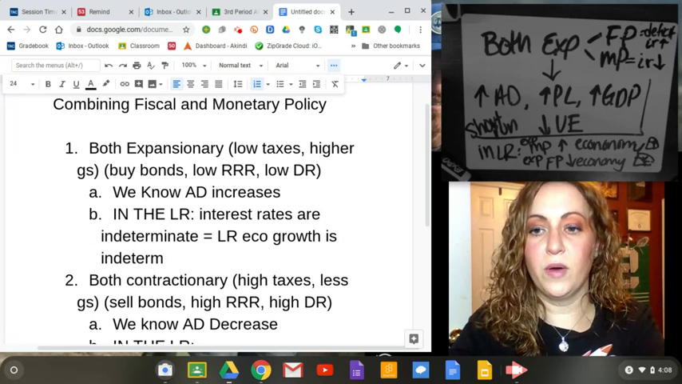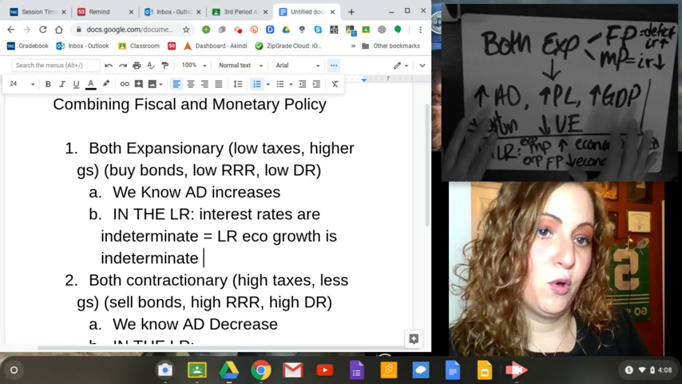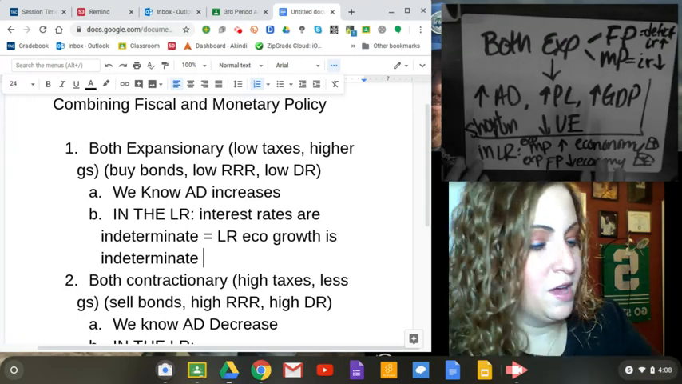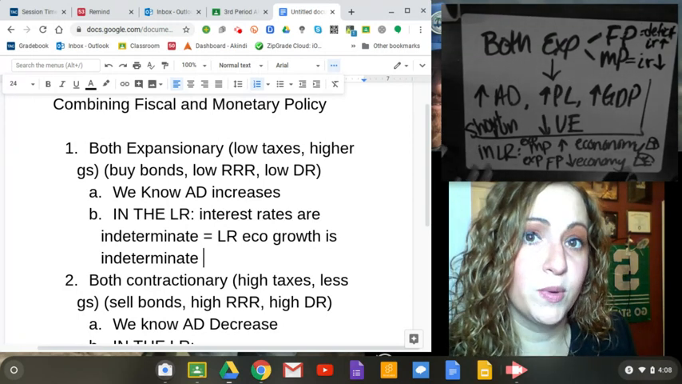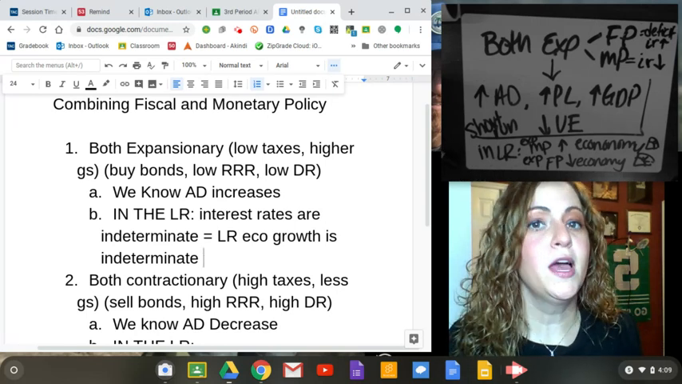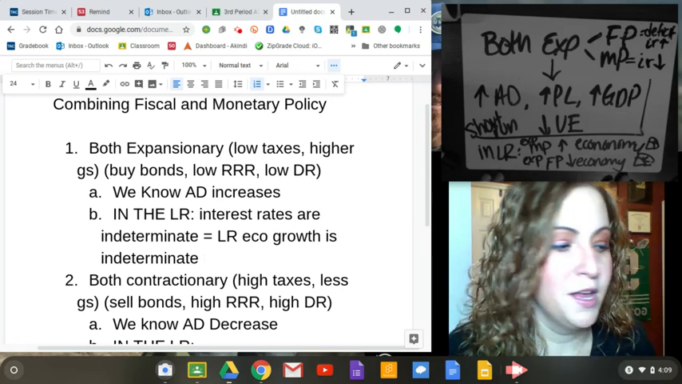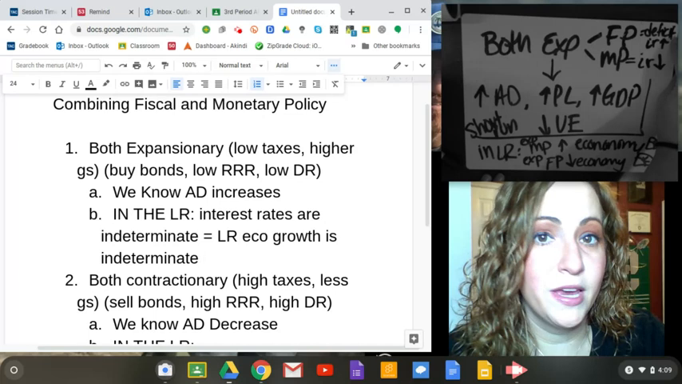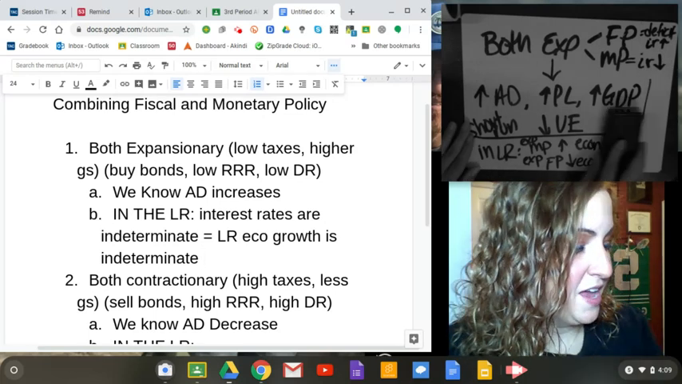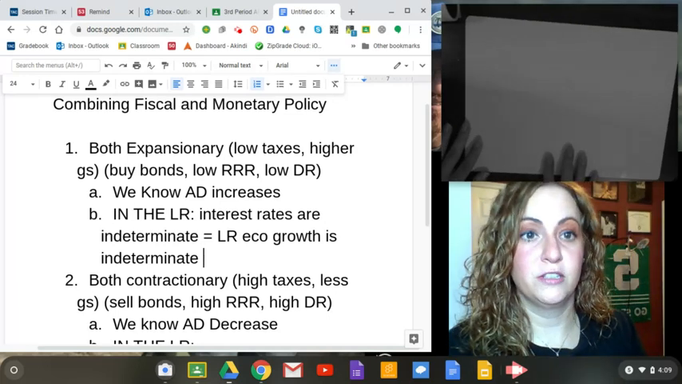So I know what happens in the short run if you have both expansionary. The economy will expand, aggregate demand will shift to the right. But what happens to long run economic growth? What happens to our PPF curve? What happens to the accumulation of capital and production? Not a clue. Because interest rates are going one way here, a different way with monetary policy, and I have no idea. And the exact same is true if they're both contractionary.